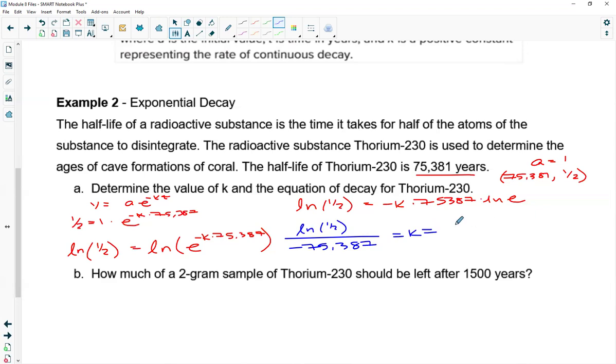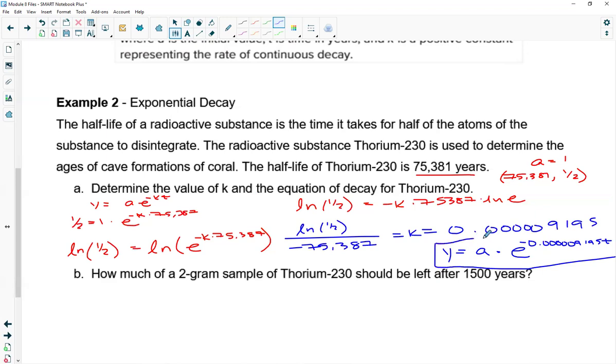That right there is going to simplify to be 0.00000919 and so on. So our general function will be y is equal to a times e to the negative 0.00000919t. Yes, it's definitely a little bit ugly there, but that's okay. That's going to be our general function where a is going to be whatever starting value we want it to be.